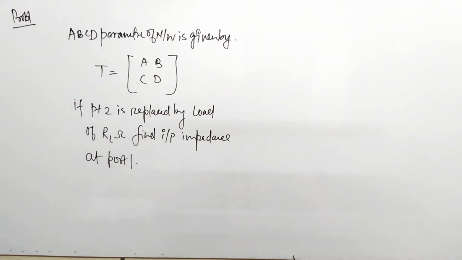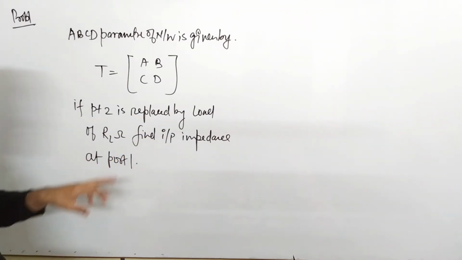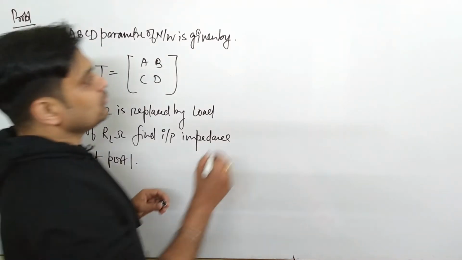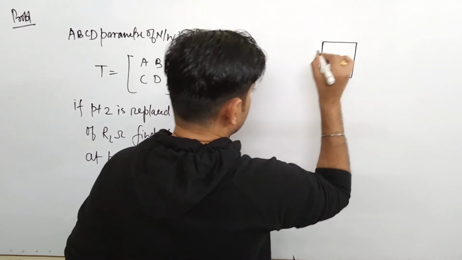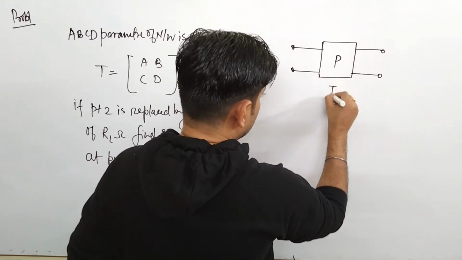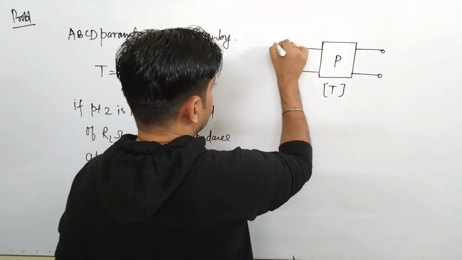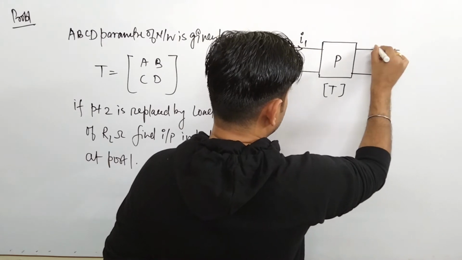So friend, this is a GATE question of 2 marks, in which it was mentioned that the ABCD parameter of a certain 2-port network is given as this. In this question, it was mentioned that if port 2 is replaced by a load of RL ohm, then you have to find the input impedance at port 1. So for understanding, this is some two-port network having parameter as mentioned as T. So definitely this is your V1, this is your I1, and this is your V2, this is your current I2.